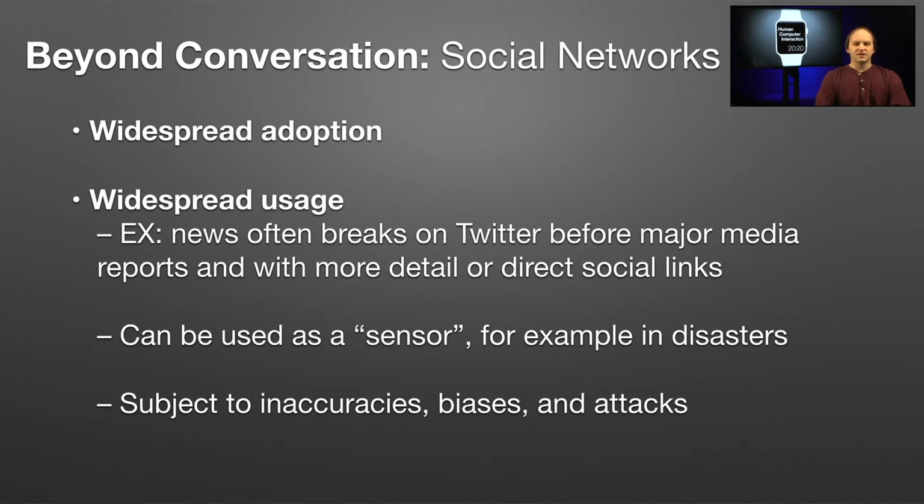Then we started to talk about something that goes beyond just person-to-person or small group-to-small group conversation, and that's looking at social networks, which have seen widespread adoption and are used widely. One of the major examples is Twitter. Twitter is used for a ton of things today, and it often breaks news. It's used to gather data about maybe how people feel about something, or to see who's affected by a disaster or a storm or all kinds of things.